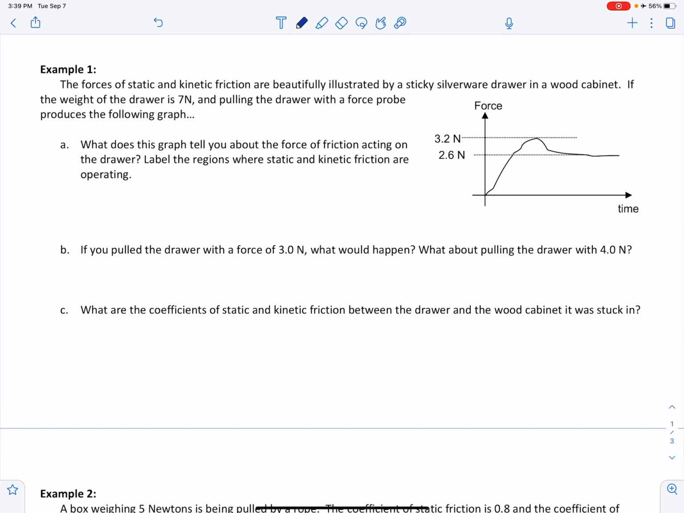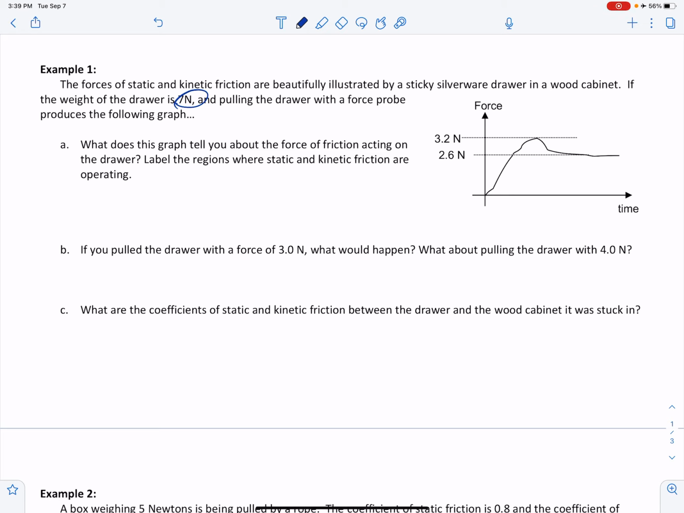All right, so let's take a look at this first example. The forces of static and kinetic friction are beautifully illustrated by a sticky silverware drawer in a wood cabinet. If the weight of the drawer is 7 newtons, and pulling the drawer with a force probe produces the following graph, then we can look at a few different questions.